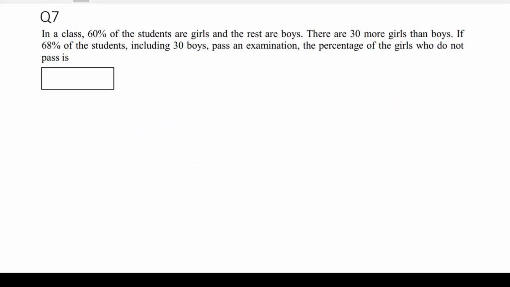In a class 60% students are girls and the rest are boys, which means the ratio of girls to boys will be 3:2.